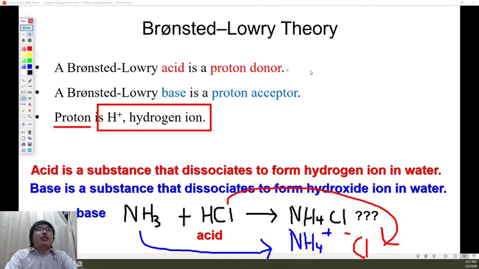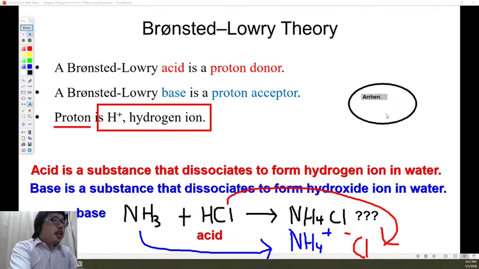Previously, what you studied is what we call the Arrhenius theory of acid and base. We focus on what we learned here: dissociate to form hydrogen ion, dissociate to form hydroxide ion. Bronsted-Lowry is the same idea. It's just that now Arrhenius theory is the subset. We expand the definition.